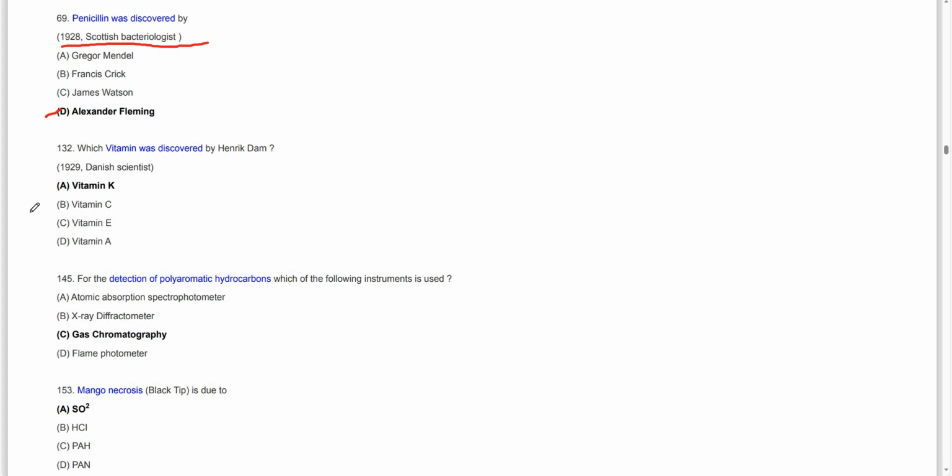Which vitamin was discovered by Henrik Dam, a Danish scientist, in the year 1929? Vitamin K was discovered by Henrik Dam. Henrik Dam is the one who discovered vitamin K, a Danish scientist, in the year 1929.